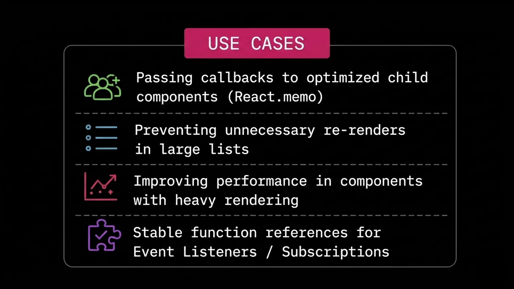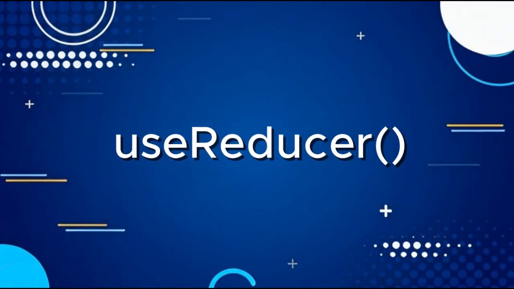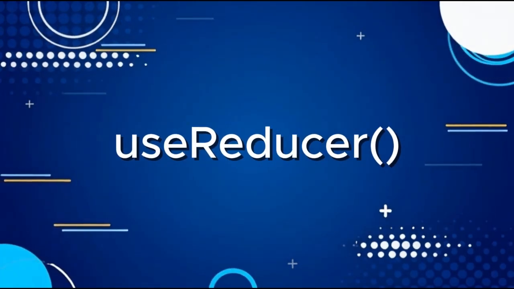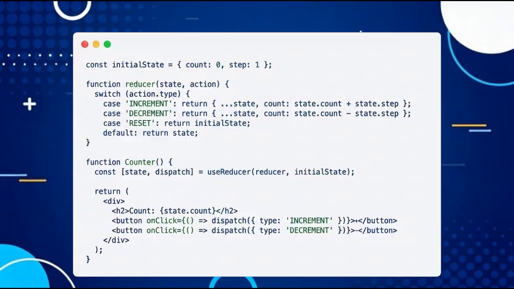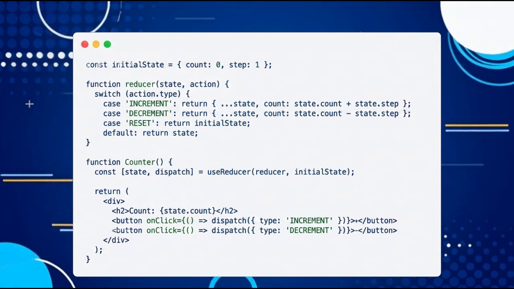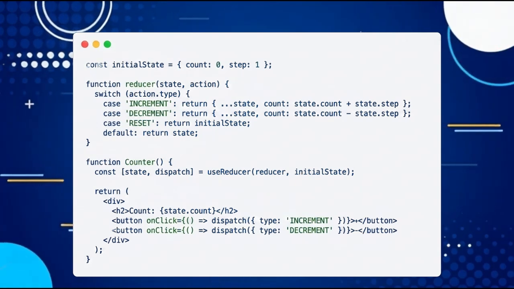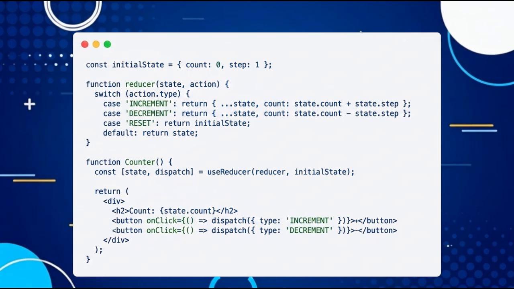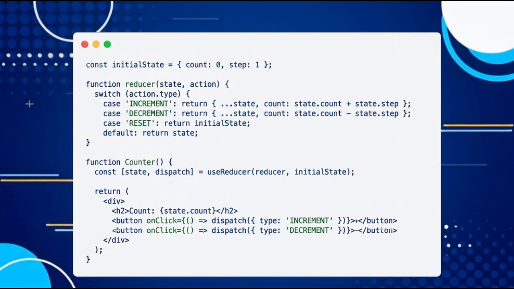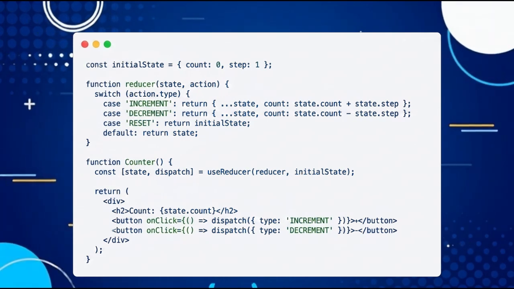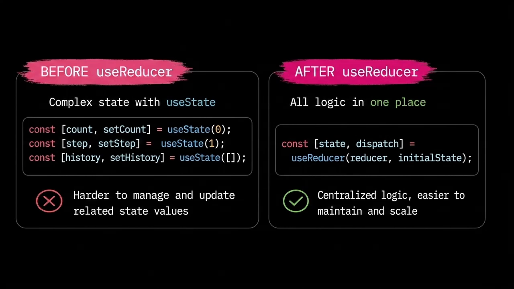When your state transitions become complex, useState can quickly turn messy. That's when you call in useReducer. The core concept: useReducer is an elegant alternative to useState, built specifically for managing complex state logic. It makes state updates predictable by separating actions, what happened, from the reducer, how the state changes.